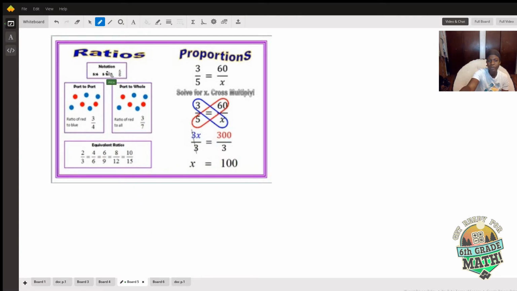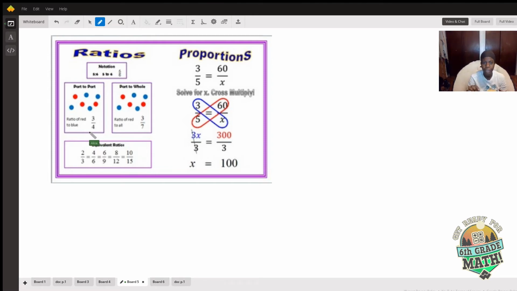Let's talk about the difference between ratios and proportions. So ratios, like I said, have 3 different notations. We have the colon, we have the word "to", we have the fraction. You can write a ratio talking about the part to part or the part to whole. So going through the first one, yes, there are 7 balls here, but they're asking you what is the ratio of red balls to blue balls. So there are 3 red balls and there are 4 blue balls. So you would write it 3 to 4.